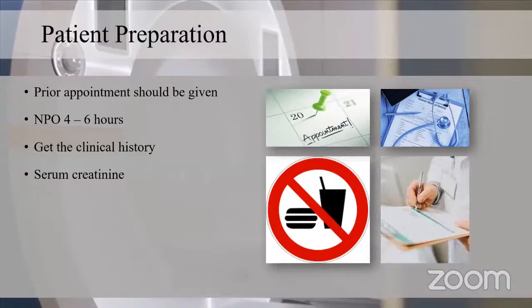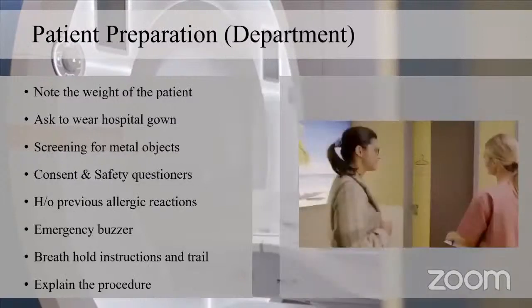NPO should be 4 to 6 hours. This will reduce the ghosting artifact due to peristalsis. Get the clinical history, which is very important for the radiographer to alter the scan, do some special sequences, or concentrate on a particular area, and also for reporting. It will be helpful for the radiologist. And check the serum creatinine report if the patient is indicated for a contrast study.